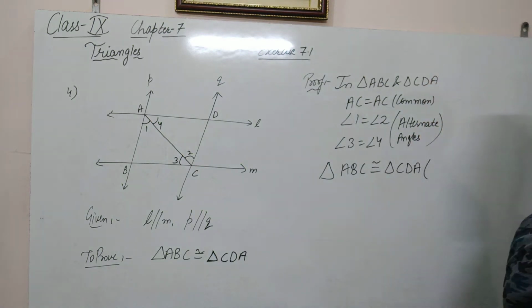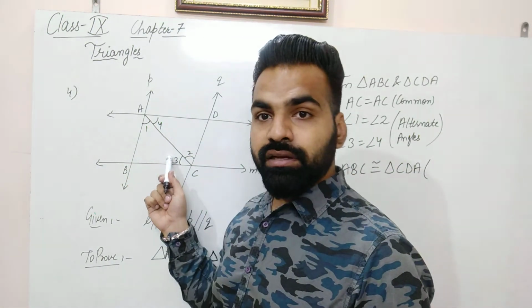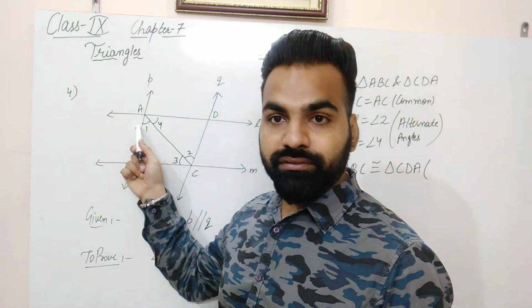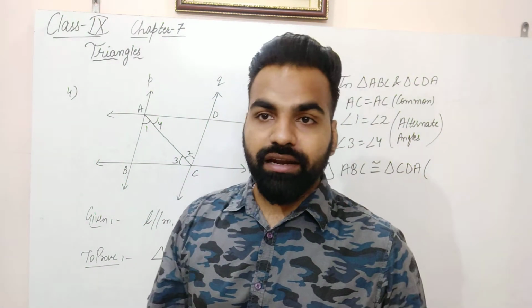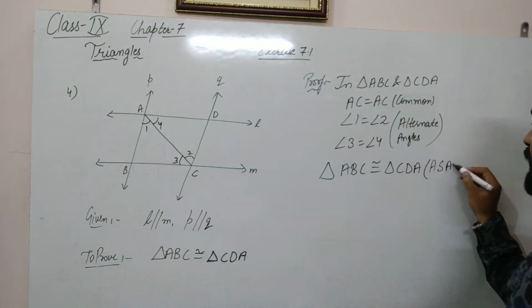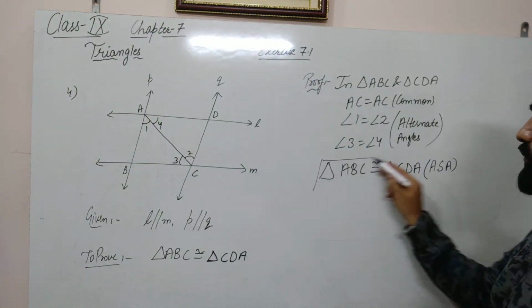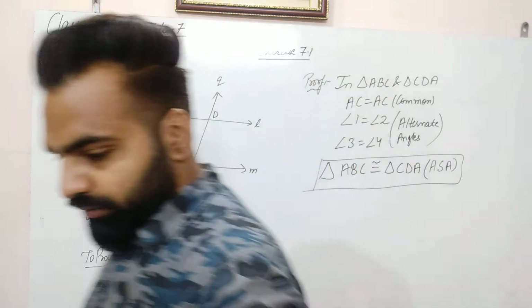Now which rule is applied here? We can see that two angles and the included side, these two angles and the included side here, are equal. So the rule will be angle side angle. So this was question number 4.